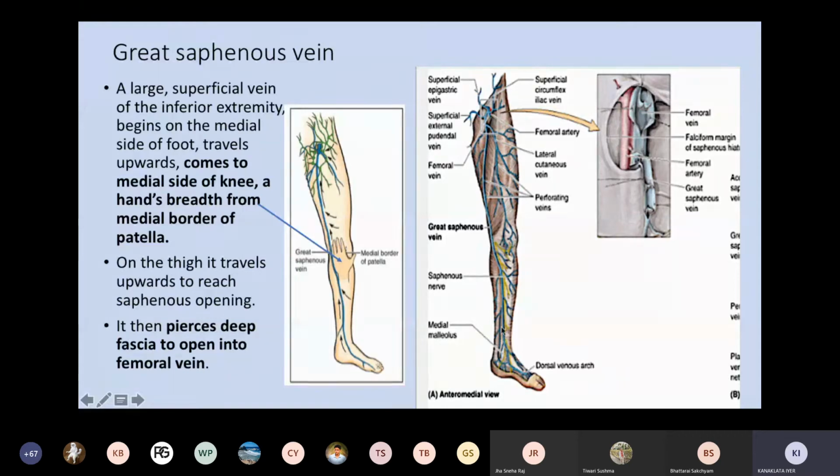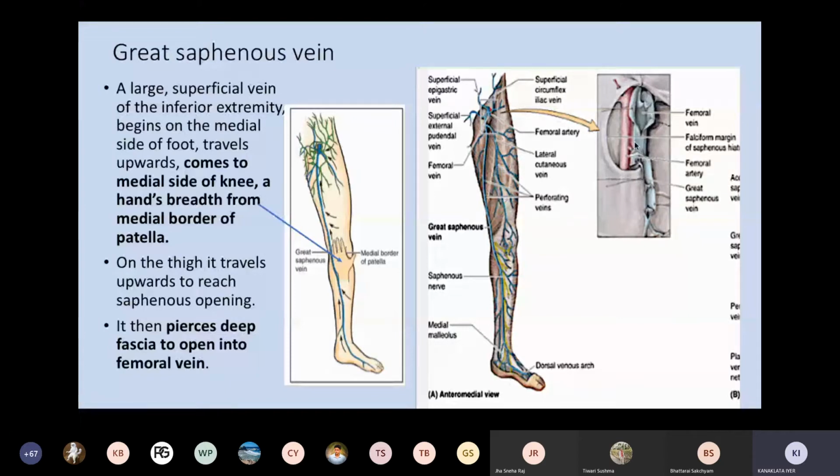Here is another diagram, great saphenous vein, 1 hand's breadth posteromedial to the patella, then on the medial side of the thigh, and here it is going to the saphenous opening. When it goes there, it will pierce this cribriform fascia. You have learnt about it probably. And after piercing the cribriform fascia, it will pierce one more structure to enter into the femoral vein. What is that structure that it will pierce? This is your question. What will it pierce to open into the femoral vein?